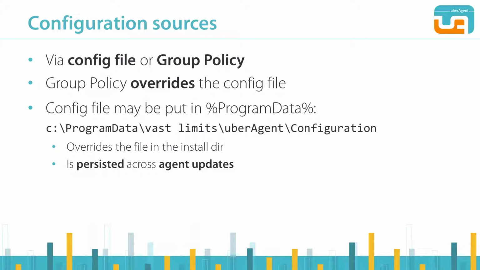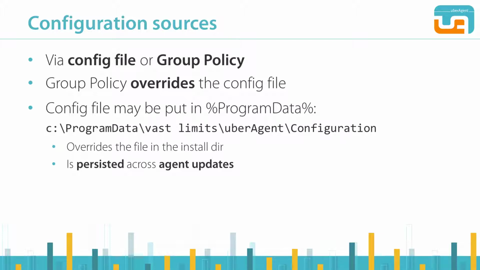There's something to consider when using the config file. The agent installer completely removes the installation directory, including any configuration files, during uninstalls and upgrades. To preserve configuration files across agent upgrades, place them in ProgramData\Vast Limits\Uber Agent\Configuration. Configuration files in ProgramData take precedence over configuration files in the installation directory. Please note that you need to manually update configuration files in ProgramData when rolling out new versions of the agent. That's it for the config file.